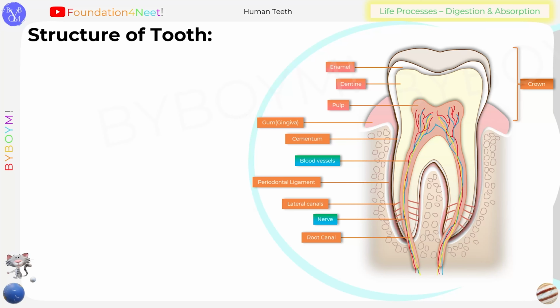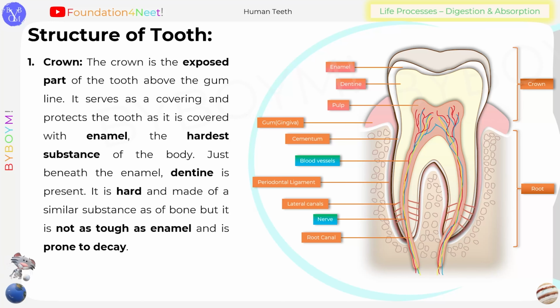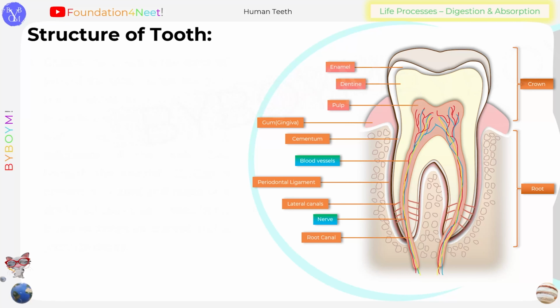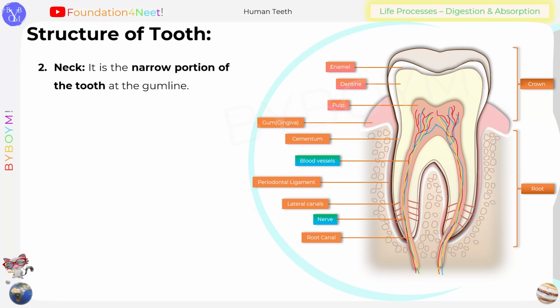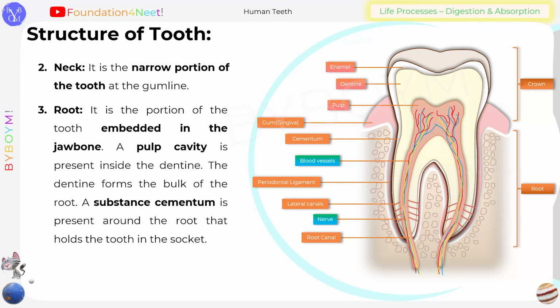Now we have talked about the region crown. Now we will see what is happening inside root and neck. The second structure is neck. It is the narrow portion of the tooth at the gum line. The next structure is root, which is the portion of the tooth embedded in the jawbone. A pulp cavity is present inside the dentine. The dentine forms the bulk, and the substance cementum is present around the root that holds the tooth in the socket.